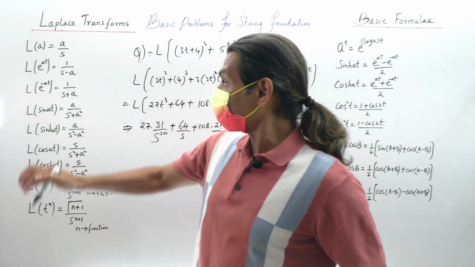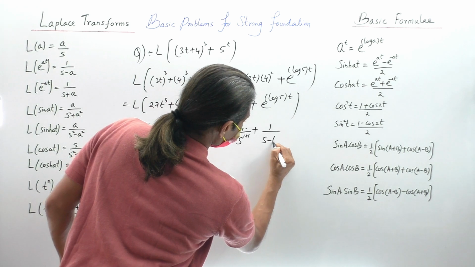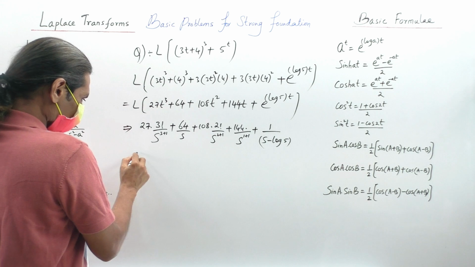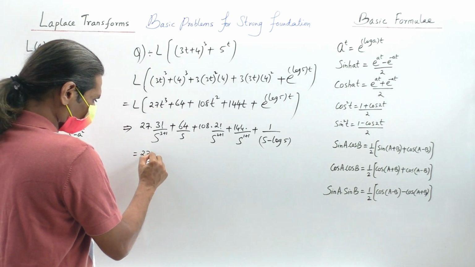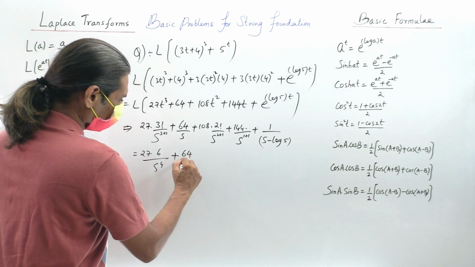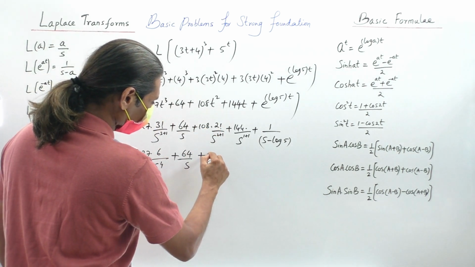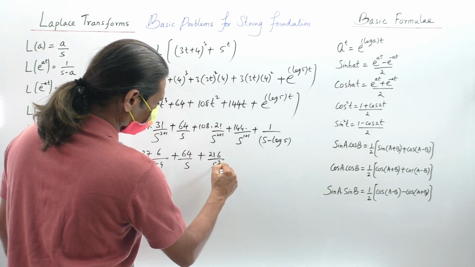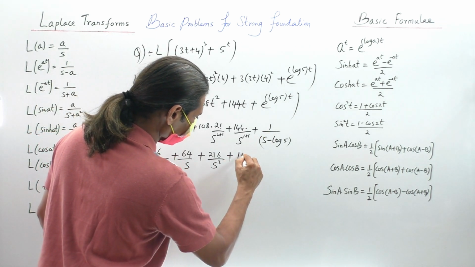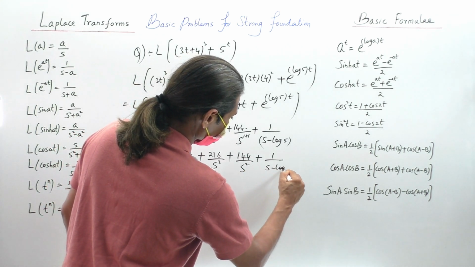See, log 5 is a constant. So, we apply the formula. Laplace of e raised to at is 1 by s minus a. So, 1 by s minus log of 5. See, we have this now. Let's further simplify it and get the answer. So, we have this as 27 into 3 factorial, 6, by s raised to 4, plus 64 by s as it is, plus, okay, we have 108 into 2, that is 216 by s raised to 3, plus 144 divided by s square, plus 1 by s minus log of 5.